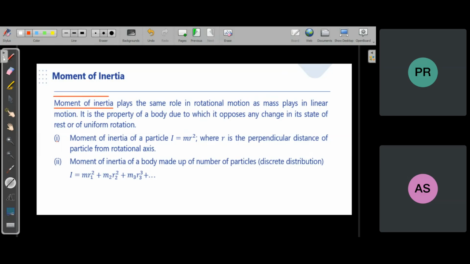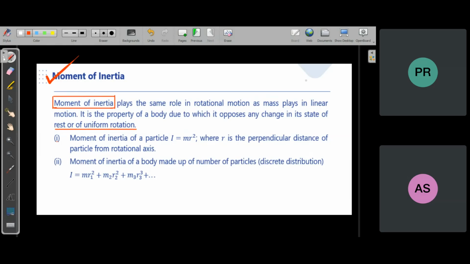Similarly, moment of inertia is also a property due to which a body opposes any change in its state of rest or uniform rotation. So if a body is at rest, because of moment of inertia, it wants to stay at rest. So it will not start rotating on its own because of the moment of inertia.